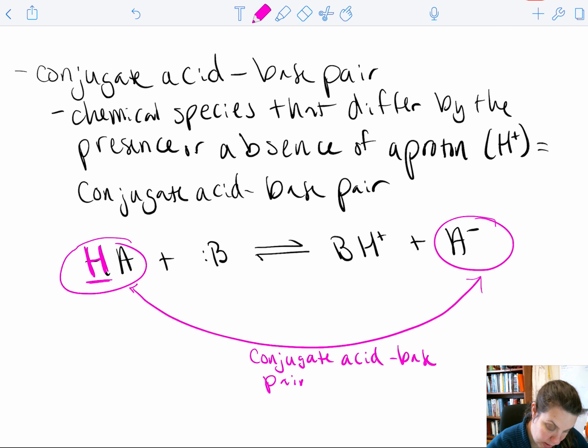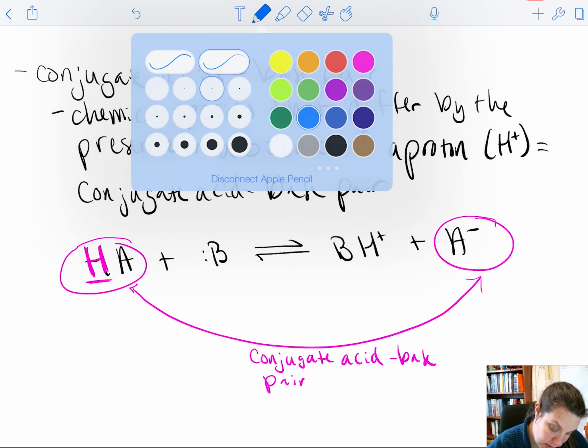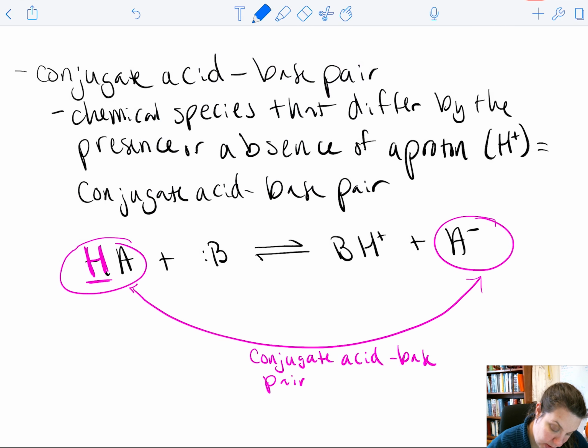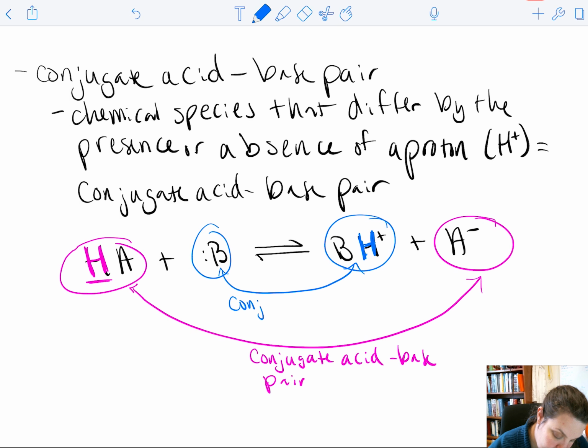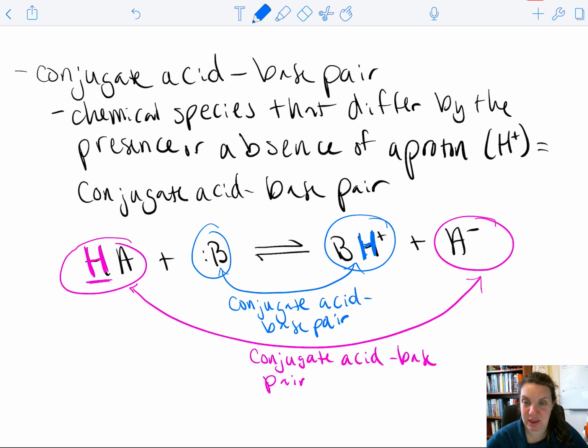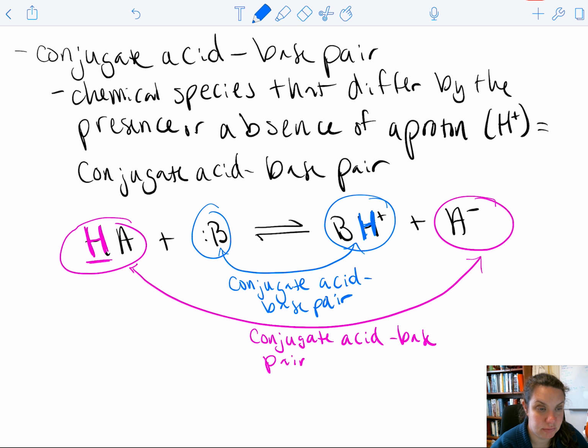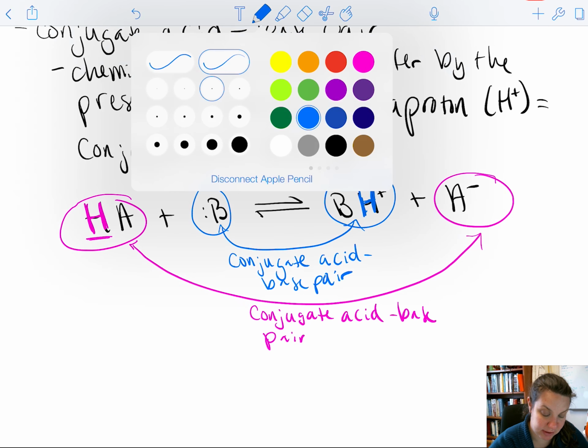And then this one and this one differ only by the presence or absence of that proton. This will be a conjugate acid-base pair again. We'll do some examples in class to go into more detail on that subject.